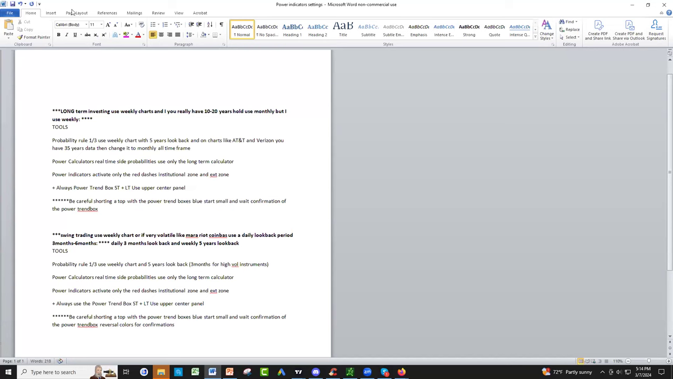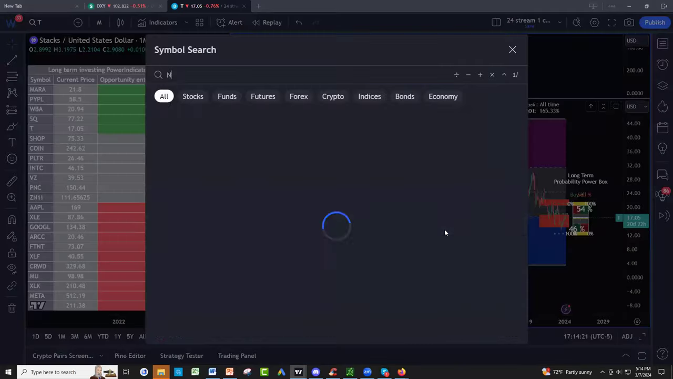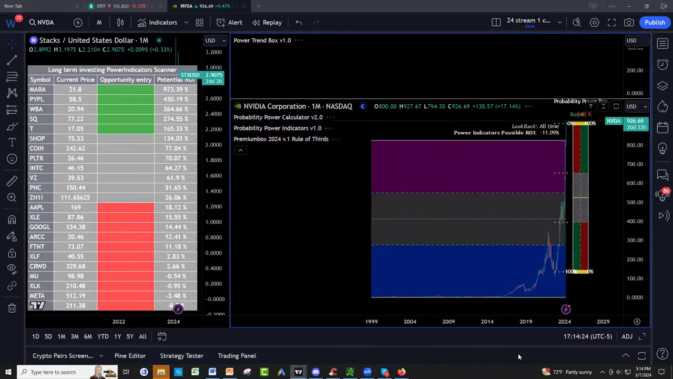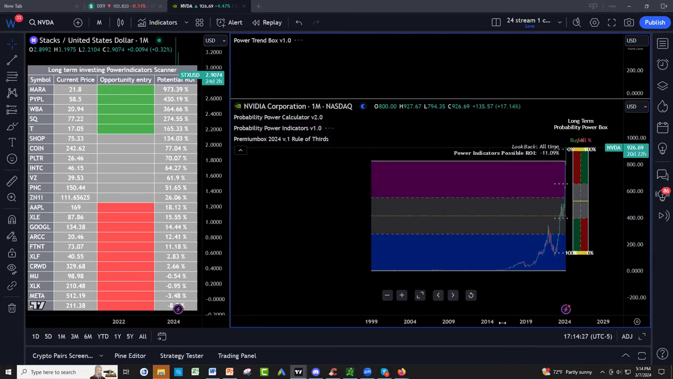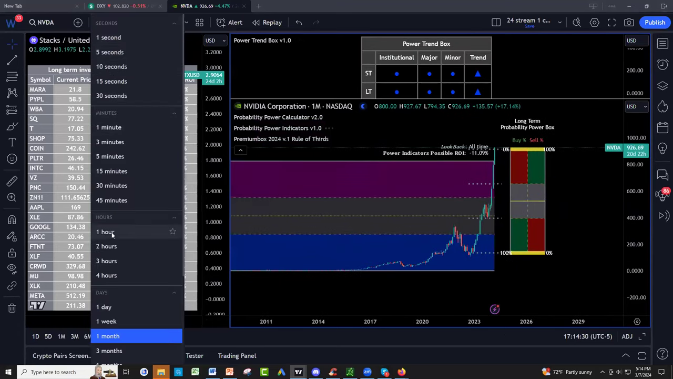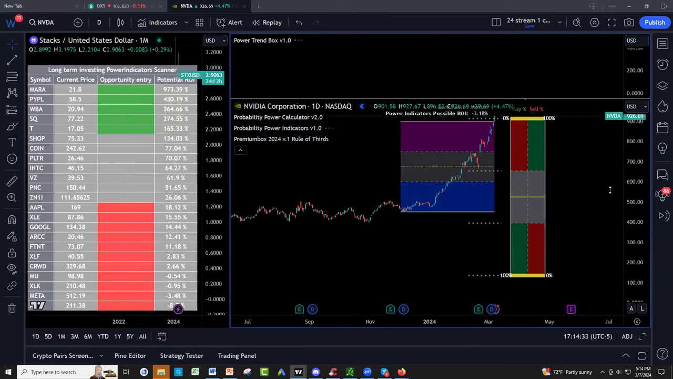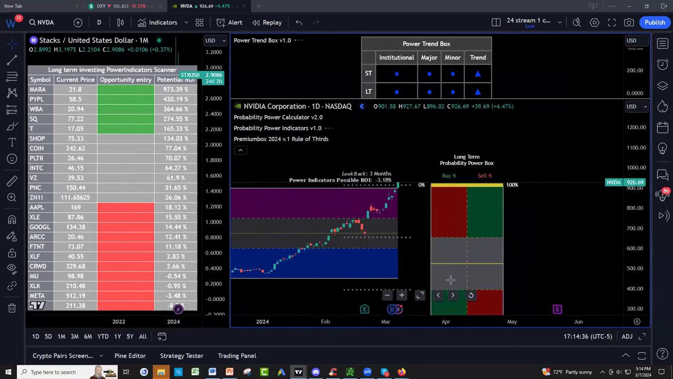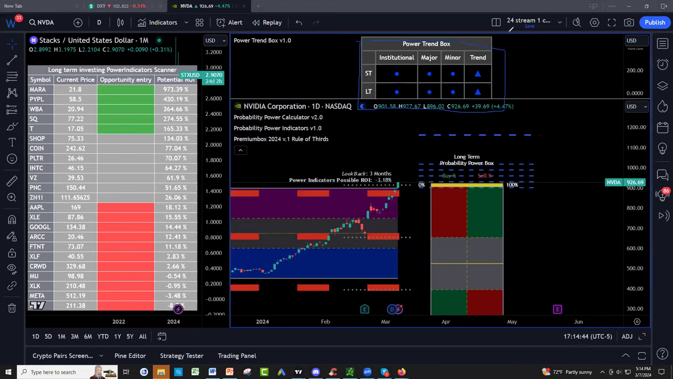Because here, NVIDIA is a perfect case study today where you have to be careful. Look at NVIDIA, and even look at a daily NVIDIA today. It's coming up, but look at the power trend box. Nobody's selling. No one is selling here. This is where I'm careful to enter the short as well. I might use this signal to lower my long size on NVIDIA. Let's say I bought here, buy on blue, sell on purple.